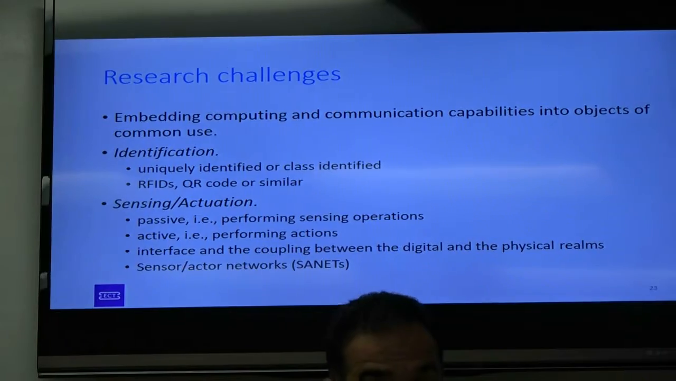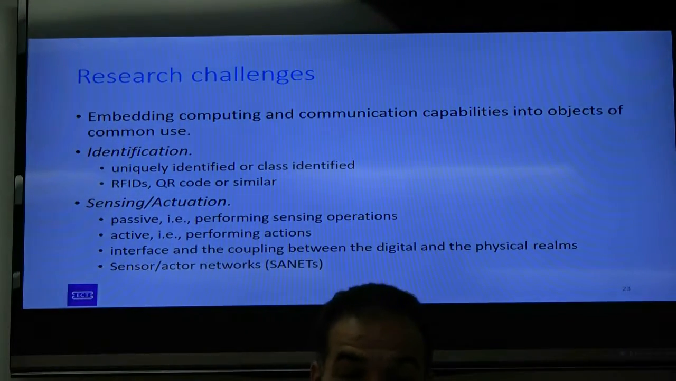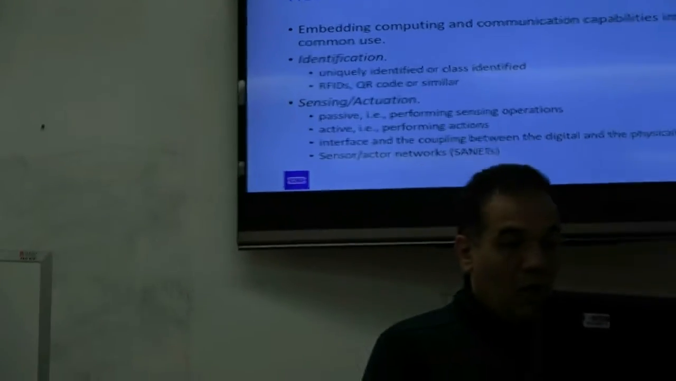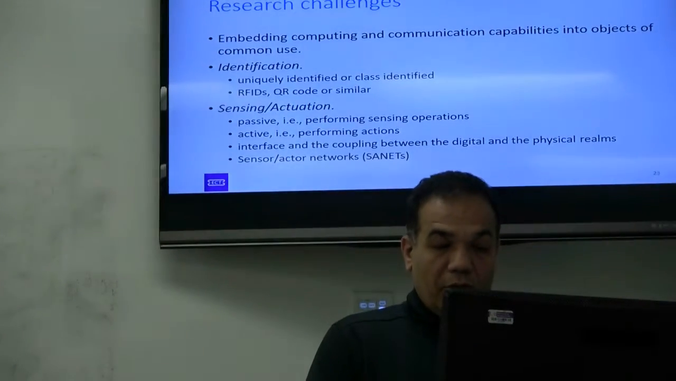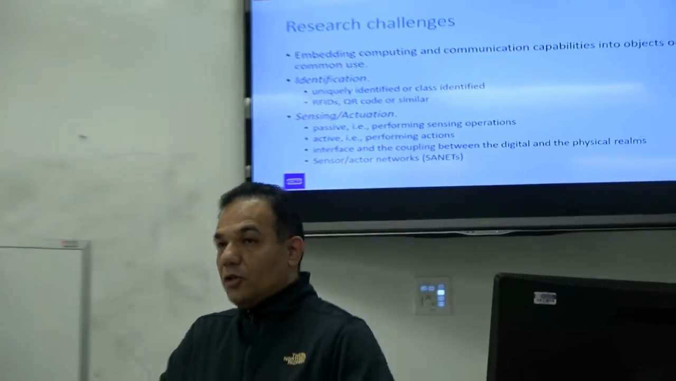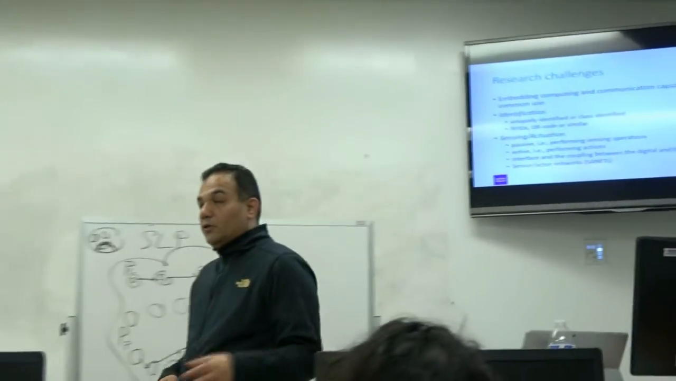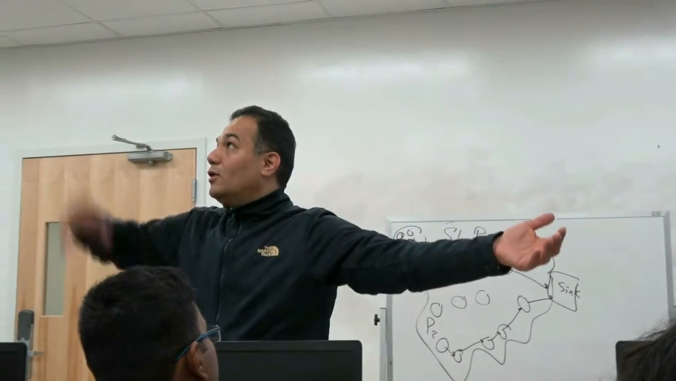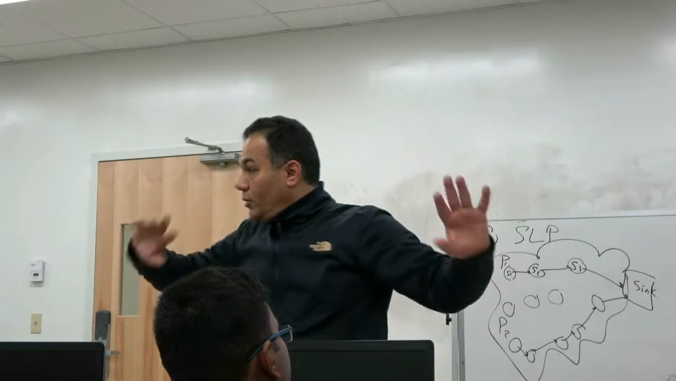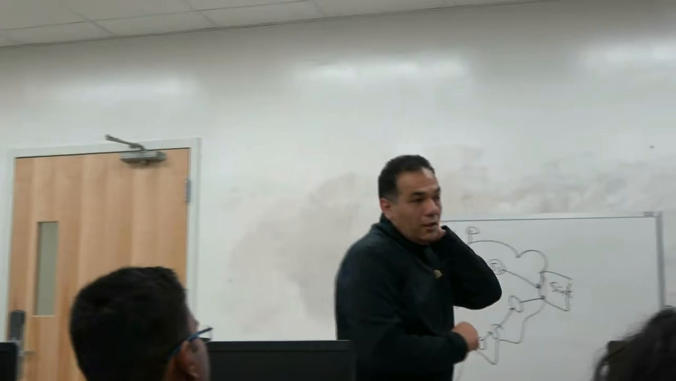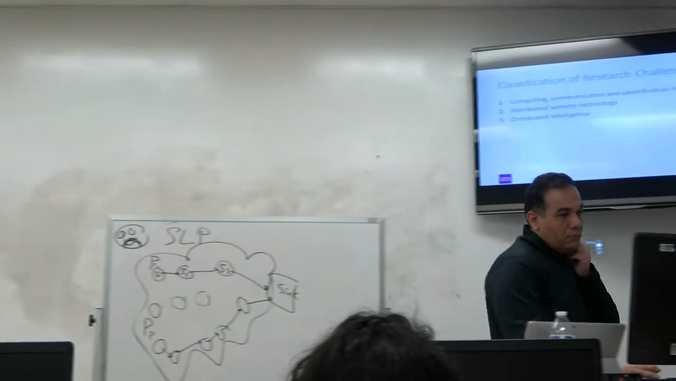Interface and coupling between the digital and the physical realms. How is the interfacing happening? Also, sensor actor network. We call it SANETs, so sensor actuation network. You have the sensing in one place in the whole world, and you have the actuation, or maybe they could be in the same place, right? So how can you create all of this?